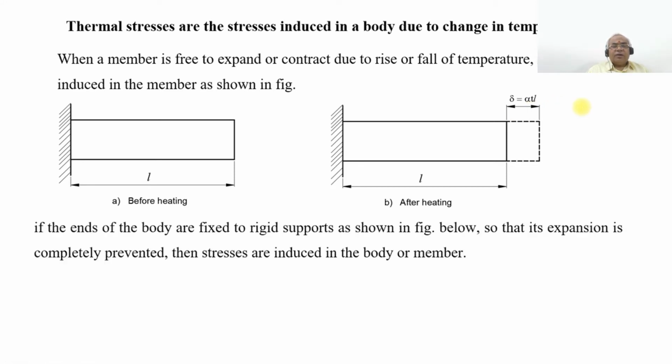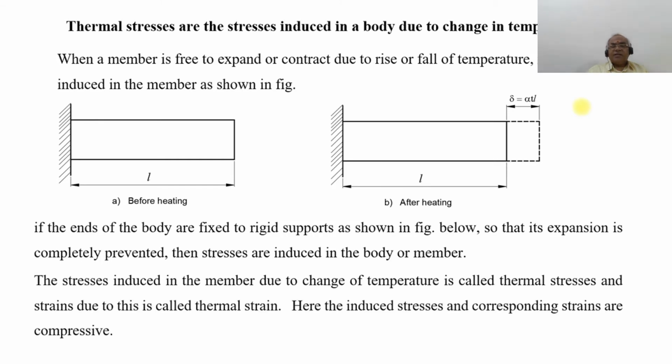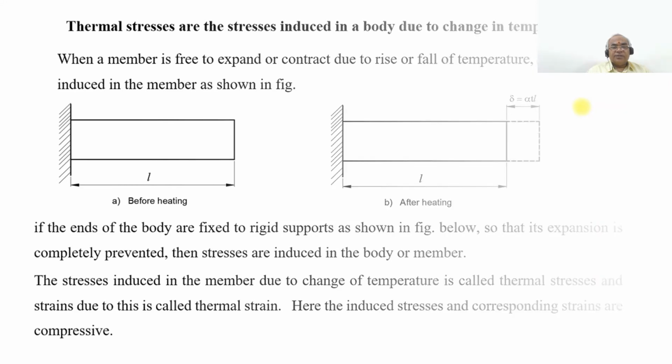If the ends of the body are fixed to rigid supports as shown in the figure below, so that its expansion is completely prevented, then stresses are induced in the body or the member. The stresses induced in the member due to change in temperature are called thermal stress, and the strain due to this is called the thermal strain. Here, the induced stresses and the corresponding strains are compressive.